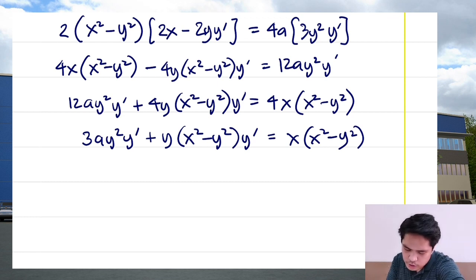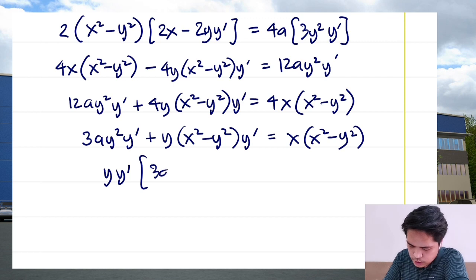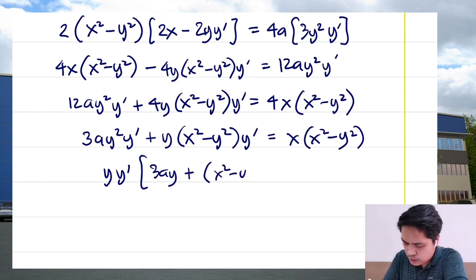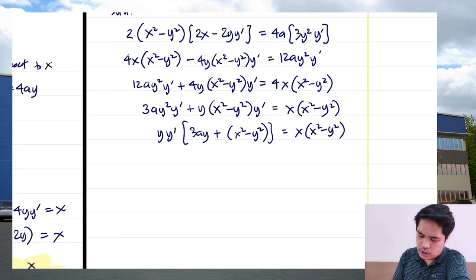So, ano yung mga common factor na pwede ma-factor out? So, we can factor out y and y prime. Okay, so what will remain here is just 3ay. And what will remain here, ito na factor out na, we'll have, ito na lang, x squared minus y squared. And that is equal to x times x squared minus y squared.